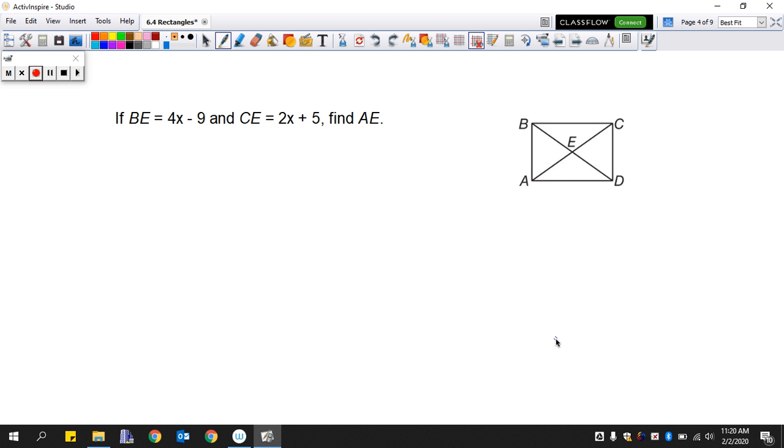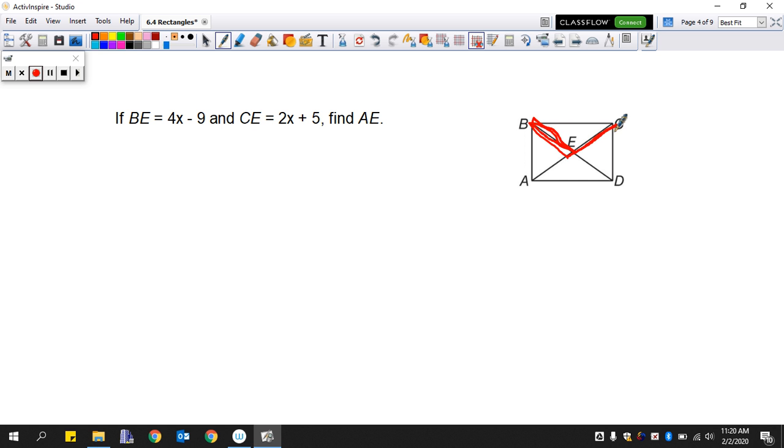If BE equals 4x minus 9 and CE equals 2x plus 5, find AE. All right. So when we look at this, BE is right there. CE is right there.